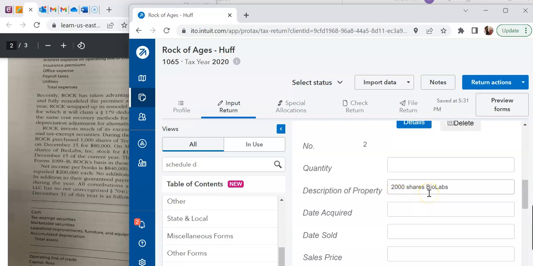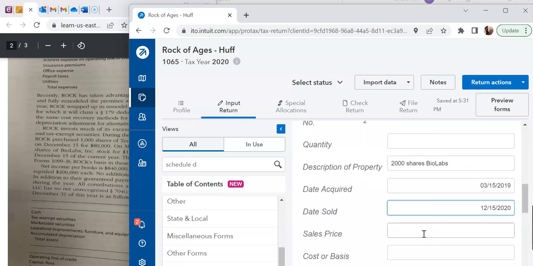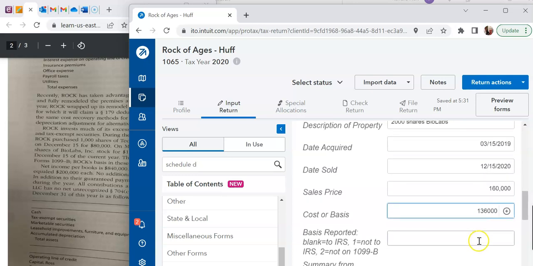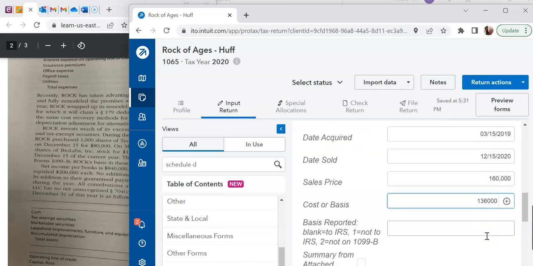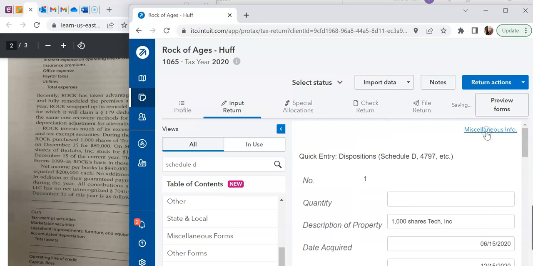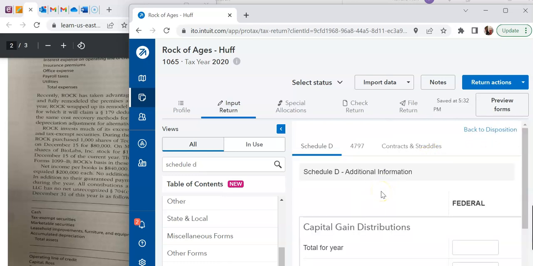And now I'm doing the 2,000 shares of BioLab. It was acquired on March 15th, 2019, and sold on 12/15/2020. So that one is the long term. Sold for 160. It was bought for 136. Its basis was reported to the IRS, so I won't leave it blank. I think that's it for that. Not real sure, but we'll see.